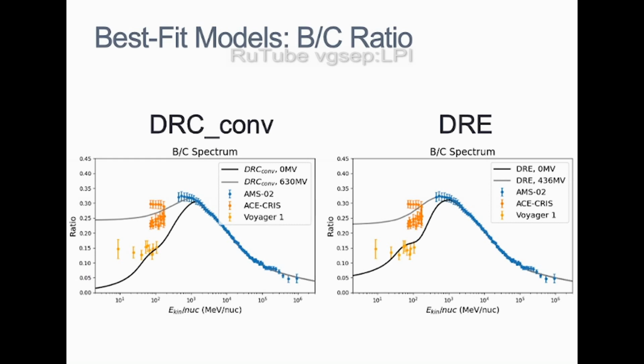DRE is another model that can match AMS-02 B over C data quite well, although it is higher than most of the Voyager 1 data points. DRE does perform a little worse than both of the DRC models, so the inclusion of convection does end up helping the cosmic ray propagation models.